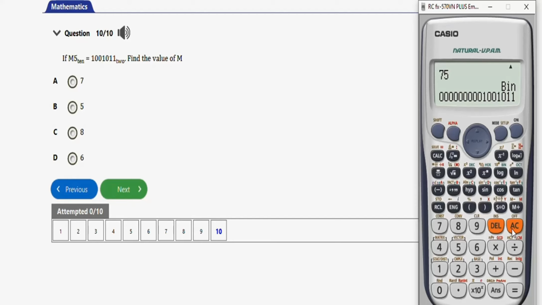So guys, this is basically how you can deal with problems involving number base using this Casio scientific calculator for your WASSCE Maths. Hope there's something interesting you learned from this video.